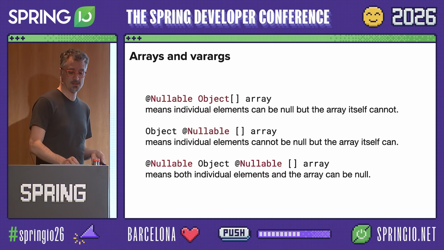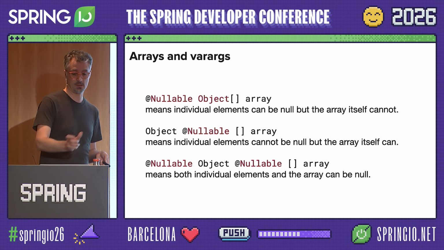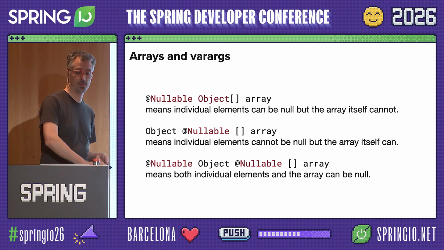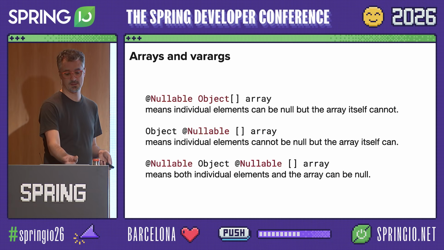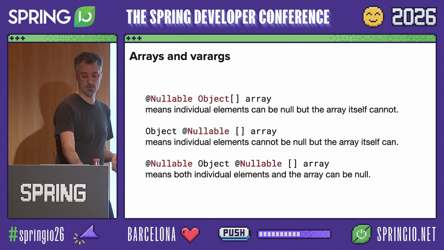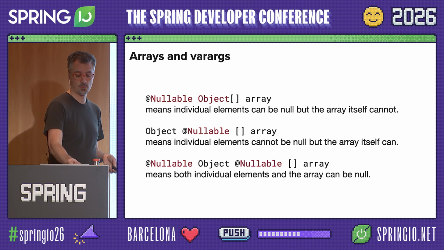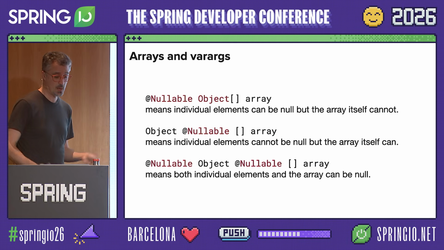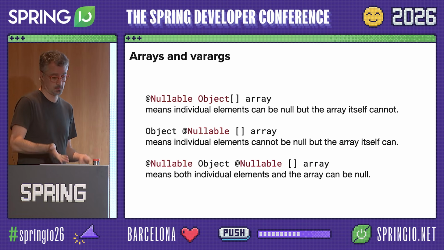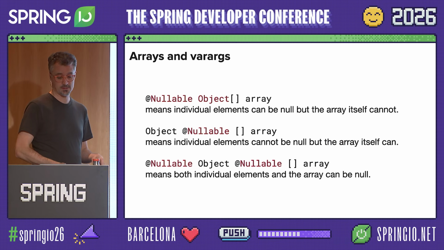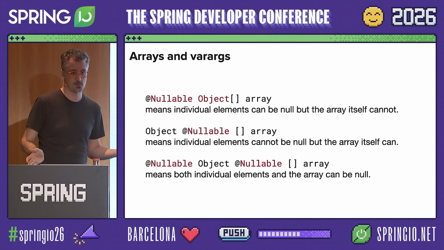When you want to express that elements are not nullable, but the array itself could be nullable, you use Object @Nullable []. You can think that you annotate the element where you want to express the nullability. And if you want to express that both elements and array can be nullable, you put @Nullable Object @Nullable [], and you are fine.